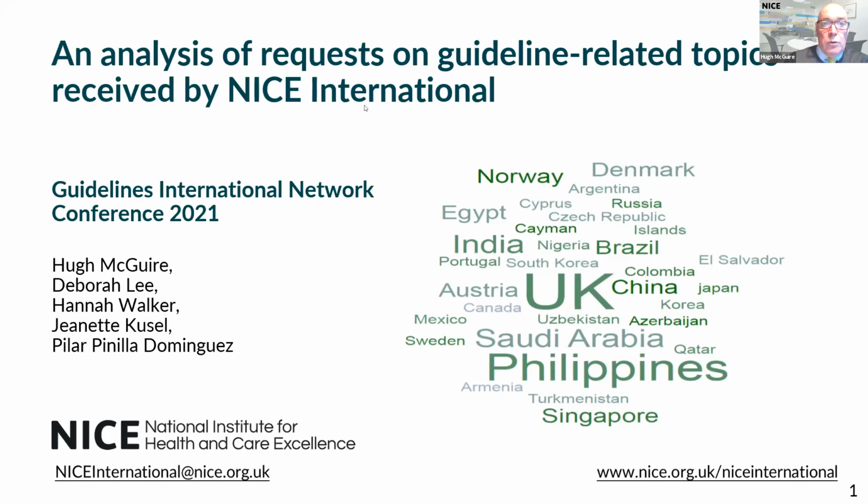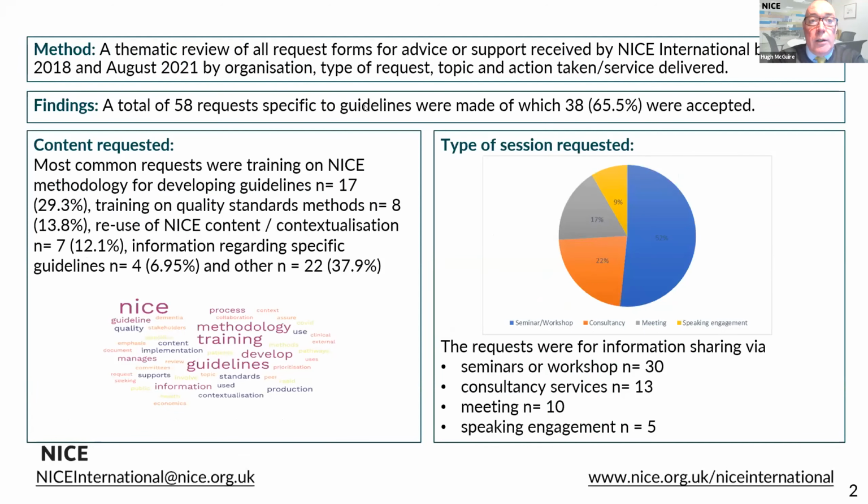So we set out to look at all the requests that had come in from 2018 to August 2021, and have a quick look at those in some very basic demographics. So we got 58 requests specific to guidelines, and the majority of these were accepted. Some were declined as they, for example, could come from a pharmaceutical industry, or they were withdrawn by the requester.